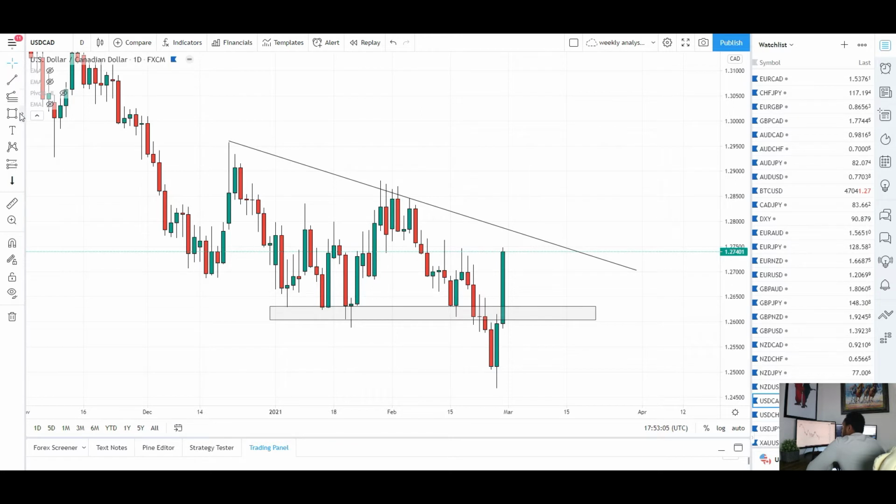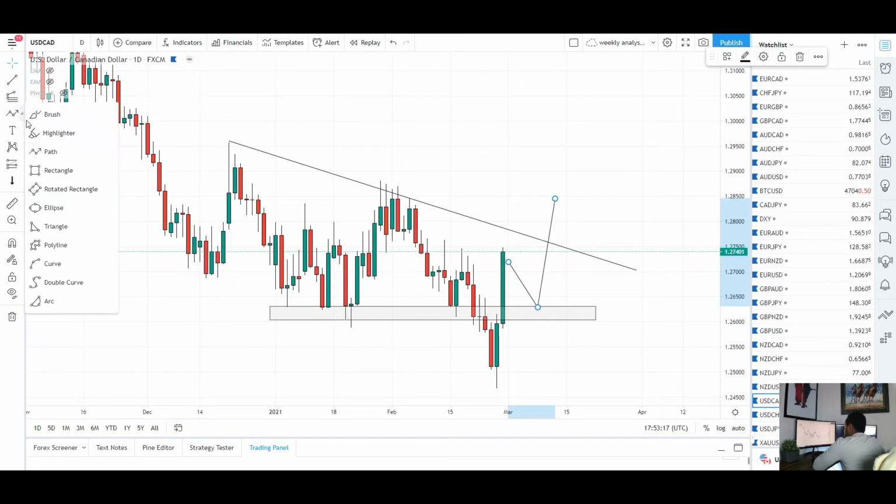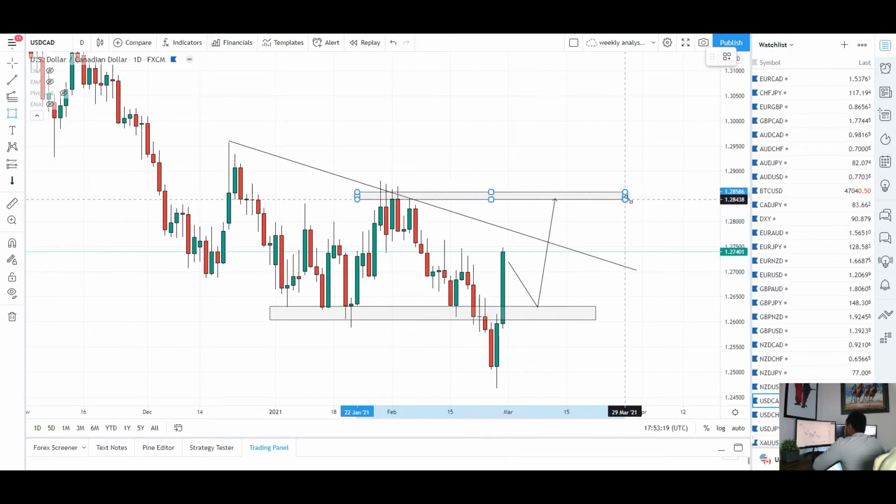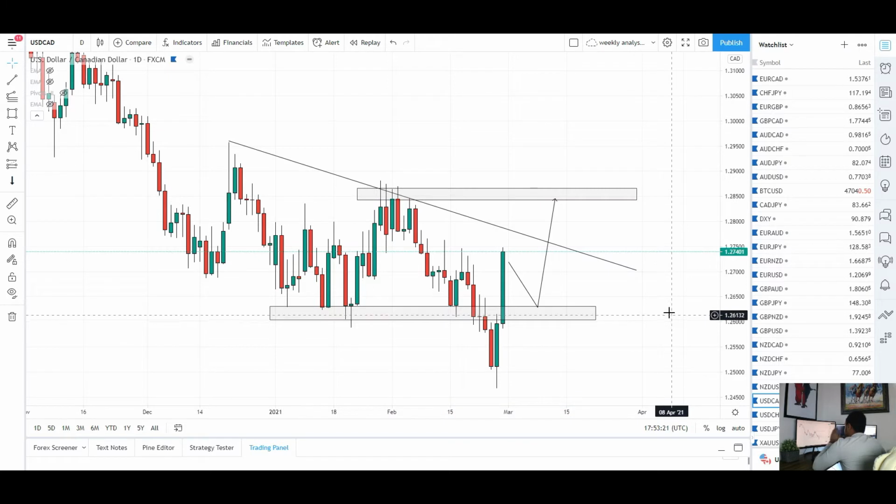So I expect to see a bit of retracement now for USD CAD to the downside. It would be nice if we were to tap back into that, give us another test of that support, and from there I do probably expect to see a break of that trend line and price to come back to our recent swing high in the market, which is this level around here, around 1.28500.